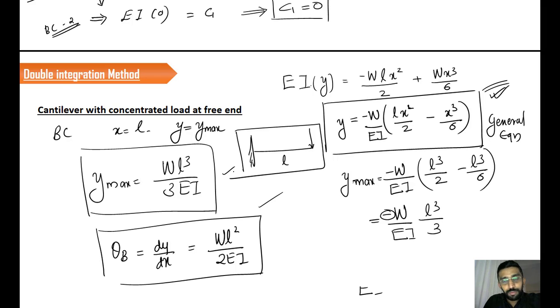So we will derive for the simply supported beam with mid load, and you can try the derivation for the cantilever with the UDL and the simply supported beam with UDL. So in the next class, I will discuss the double integration method for the simply supported beam with the mid load. Thank you.